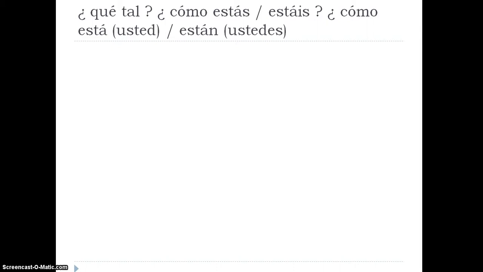Then our next question, ¿qué tal? ¿Cómo estás? ¿Cómo estáis? ¿Cómo está usted? ¿Cómo están ustedes? So, how are you? ¿Qué tal? Is kind of informal. ¿Cómo estás? A little bit more formal, but to somebody you know, it's still informal, but to somebody you know and one person. ¿Cómo estáis? To people that you know, plural this time. ¿Cómo está usted? Now I put usted in brackets because it's not used as much nowadays in Spain.